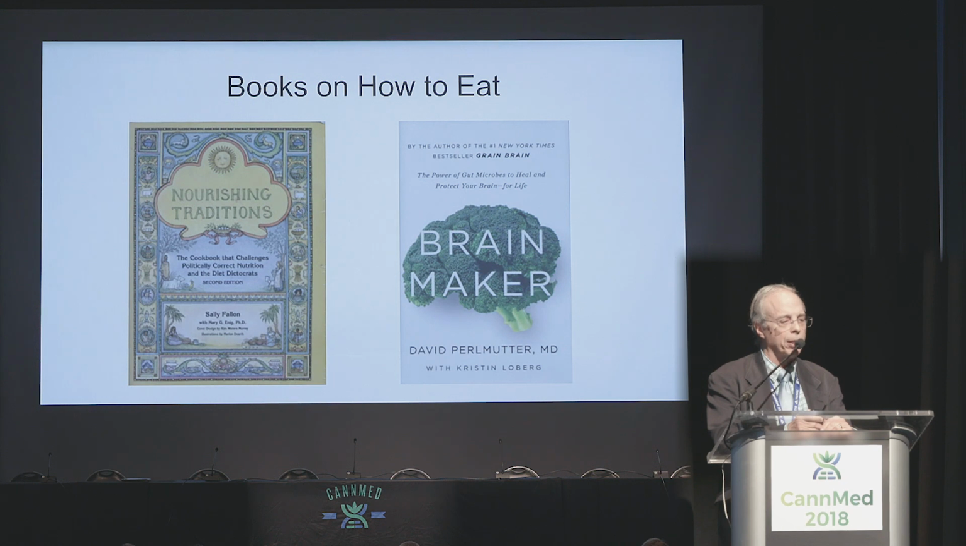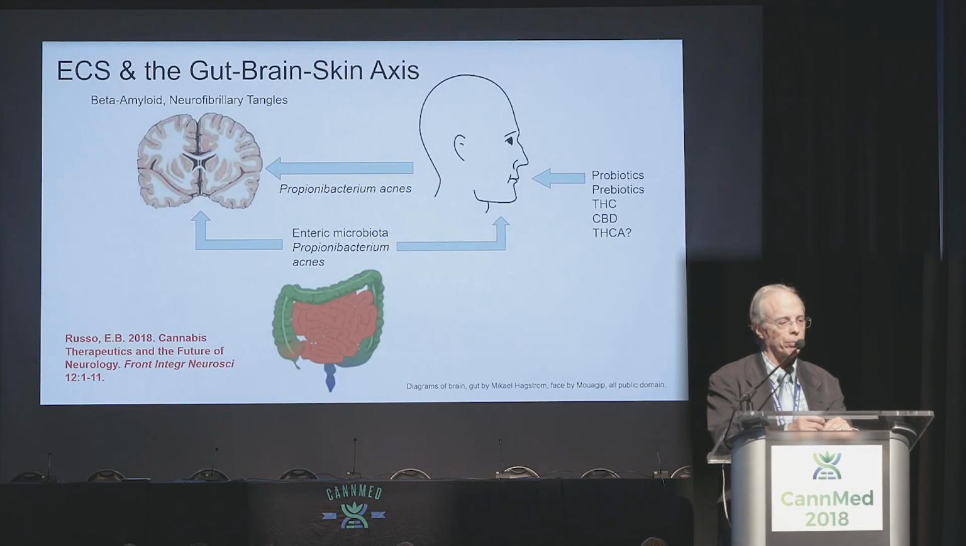Here are a couple of books on how to eat. Nourishing Traditions by Sally Fallon, which first came out in the 90s, but still presents a very relevant diet. The more recent bestseller by Perlmutter called Brain Maker, correlating use of this kind of diet with prebiotics and probiotics to improvements in autism and a variety of other neurologic conditions. My hypothesis would be that we're seeing common mechanisms between the prebiotic and probiotic diet and what cannabis can do.